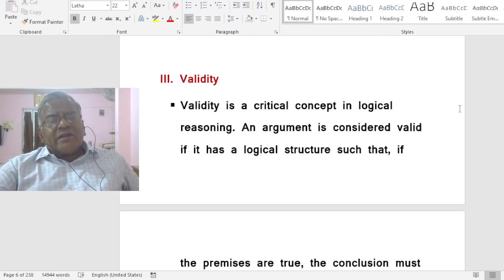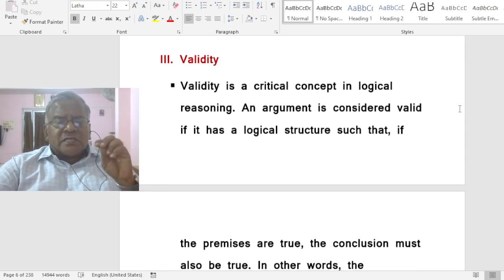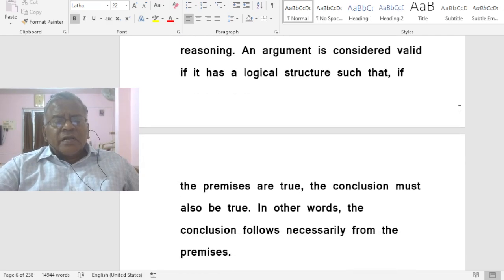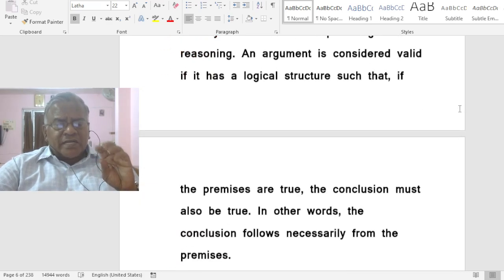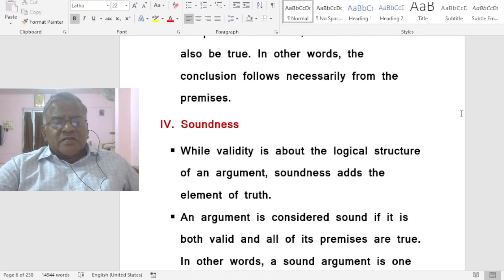Then validity. Validity is a critical concept in logical reasoning. An argument is considered valid if it has a logical structure such that if the premises are true, the conclusion must also be true. In other words, the conclusion follows necessarily from the premises. That's called validity.